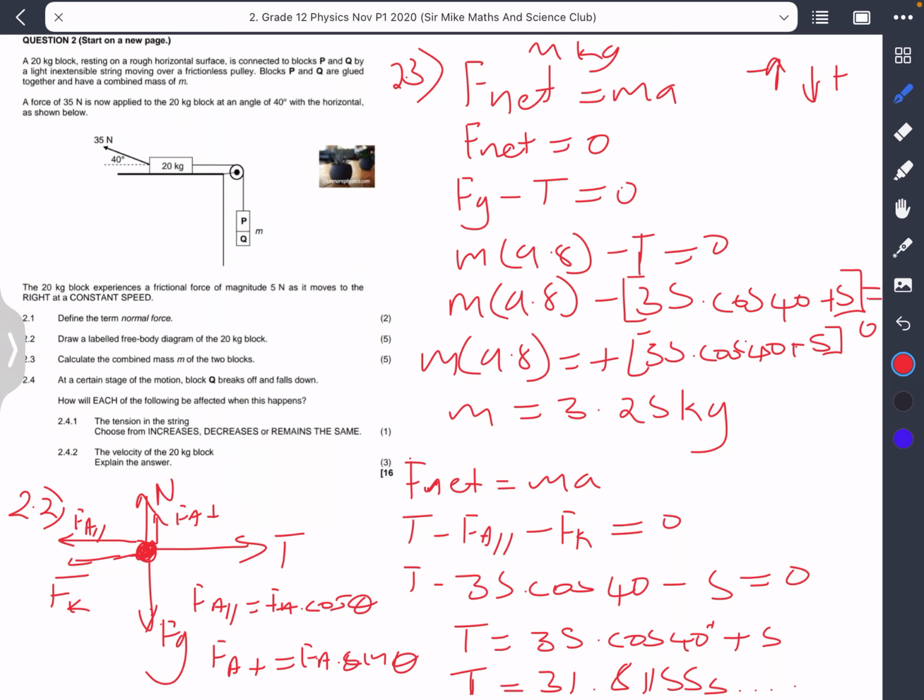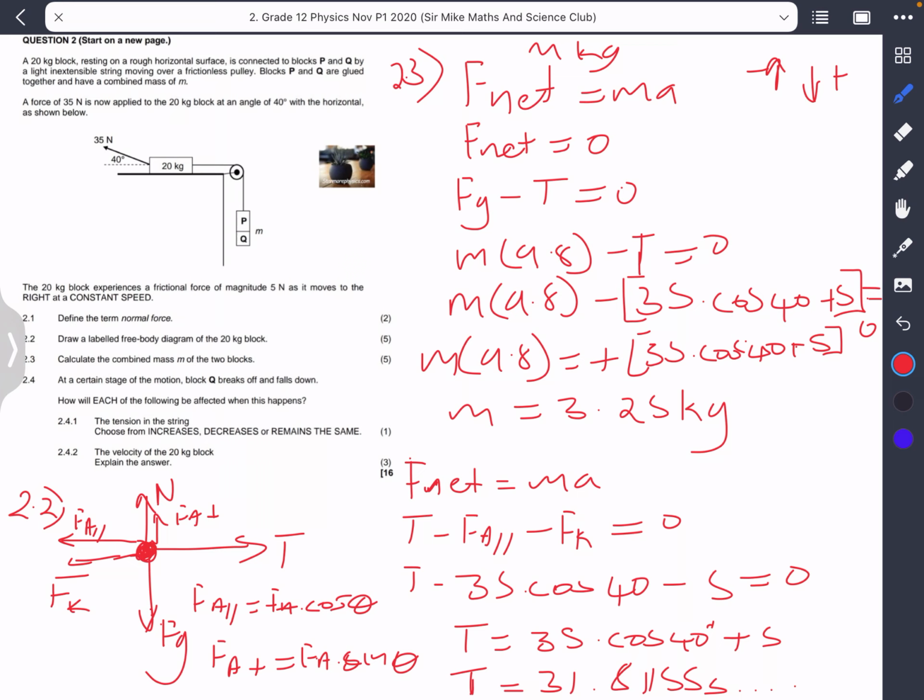Now, let's say you have a box that is full of things, and you are holding it using a rope. Now, let's say some of the things inside that box fall down. In this case, you would start to feel that the tension becomes less. So the same thing happens here. Some of the things that we had fall down, so that would mean the tension would decrease. So the answer for 2.4.1 is decreases.